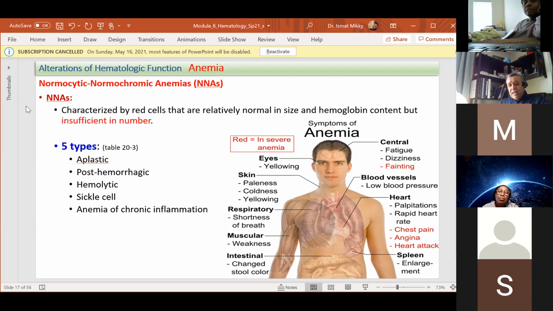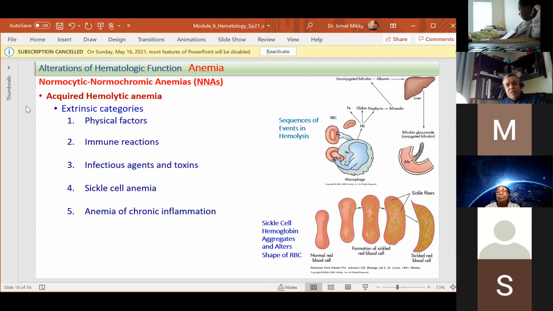And then the last one, which is the anemia of chronic inflammation. So the acquired hemolytic anemia. I have also other examples of the hemolytic. Let's just finish with the acquired hemolytic anemia, because we said that the hemolytic anemia can be acquired or congenital.